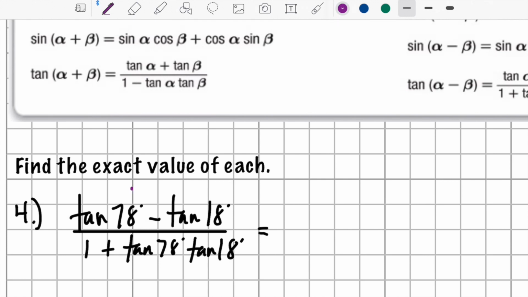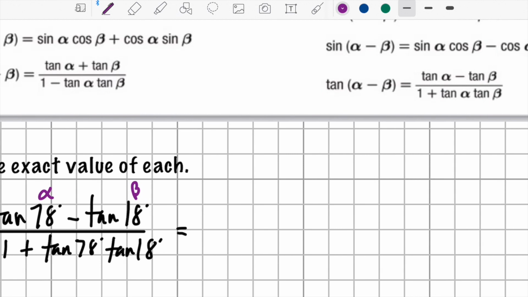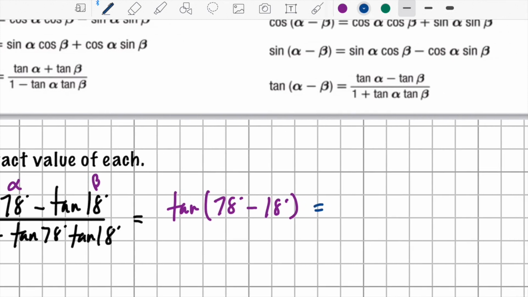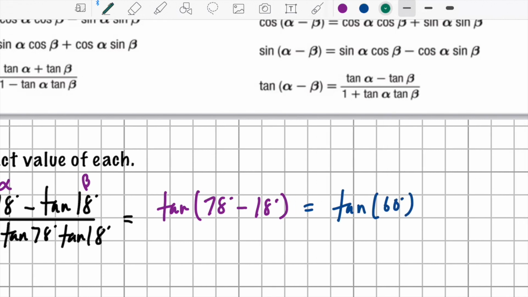For example, let's say that this is alpha and this is beta. According to the identity, it's going to be tangent of alpha, alpha is 78 degrees, minus beta, beta is 18 degrees. So now we're going to simplify. 78 minus 18 gives me 60. Tangent of 60 degrees. So now all we have to do is evaluate that. What is the tangent of 60 degrees? That is the square root of 3.